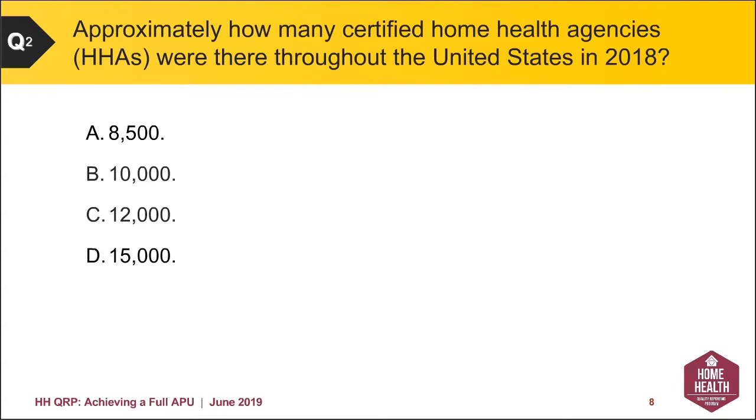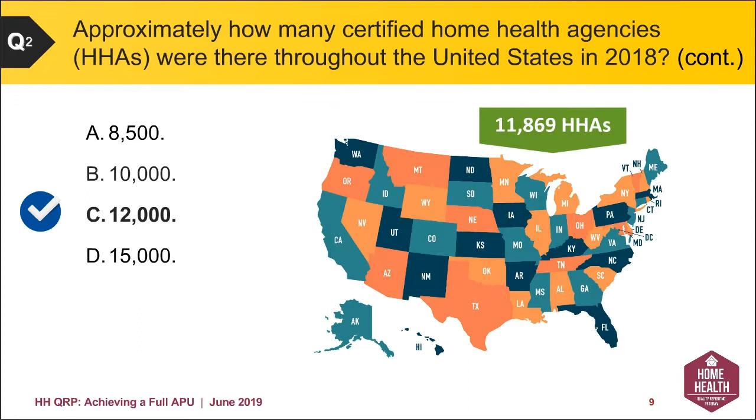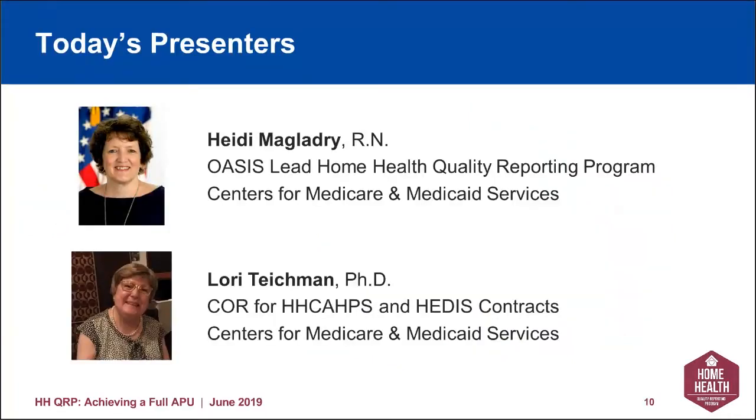Approximately how many certified home health agencies, HHAs, were there throughout the United States in 2018? A, 8,500, B, 10,000, C, 12,000, D, 15,000. Select your response. Okay. It looks like most people are selecting C with 12,000. Let's see what the correct answer is. The correct answer is C, 12,000. In 2018, there were 11,869 Medicare certified home health agencies throughout the United States that serve approximately 5 million beneficiaries.